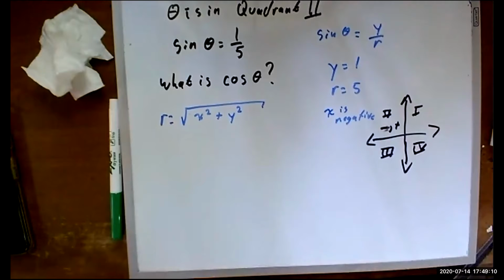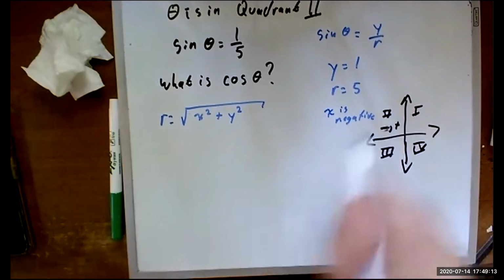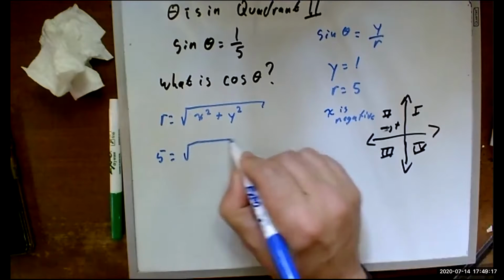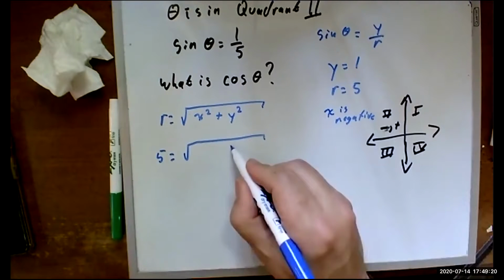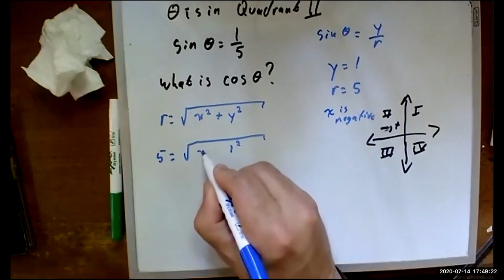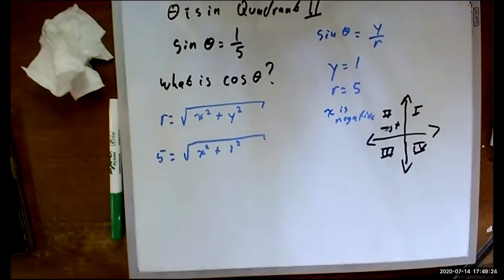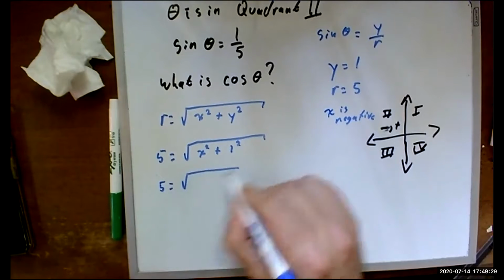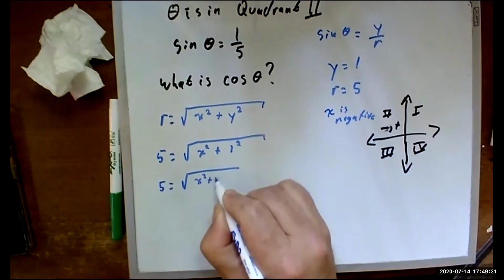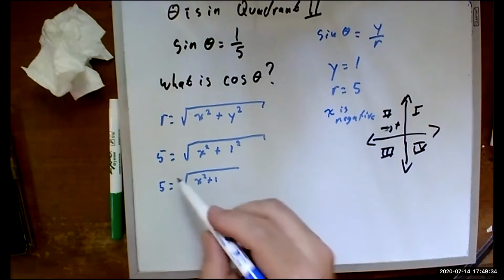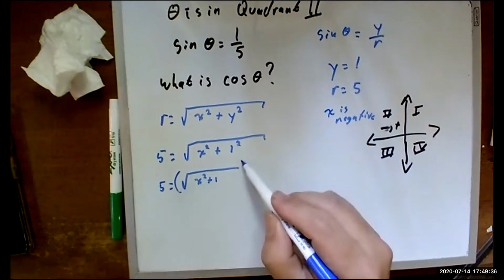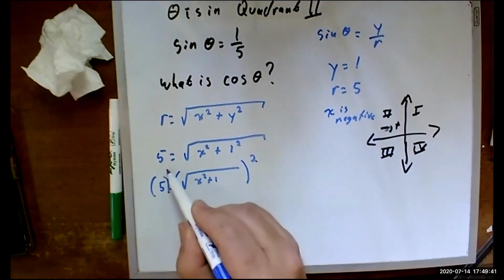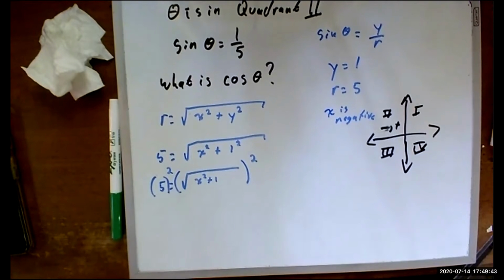r is going to be equal to the square root of x squared plus y squared. We know what r is. It's 5. We know what y is. It's 1. So we're just trying to figure out what x squared is. So going backwards really quickly, I'm just going to call that x squared plus 1. In order to get rid of the square root sign, I'm going to square the whole thing. But whatever we do to one side of an equation, we must do to the other.